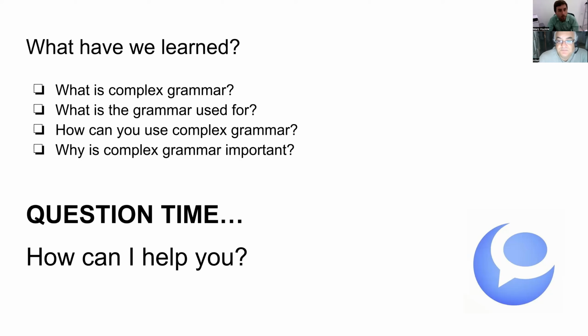So what is complex grammar used for? It is used to express complex ideas. How can you use complex grammar? Learn complex grammar with vocabulary. With your phrases, write and say your phrases out loud. Repeating structures, and you'll know why to use it. And why is complex grammar important? You need it to be able to understand better and to pass exams. Yes. You use complex grammar to express complex ideas.